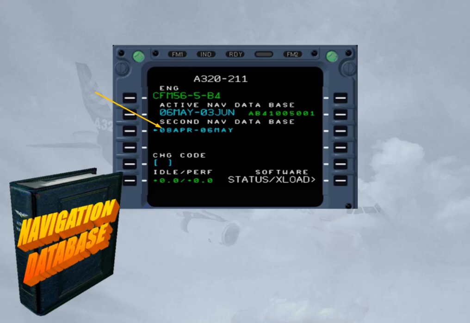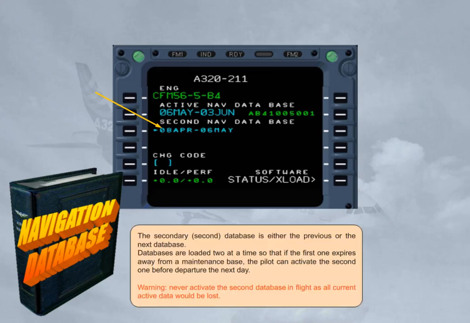Databases are loaded two at a time, so that if the first one expires away from a maintenance base, the pilot can activate the second one before departure the next day. Warning: never activate the second database in flight, as all current active data would be lost.